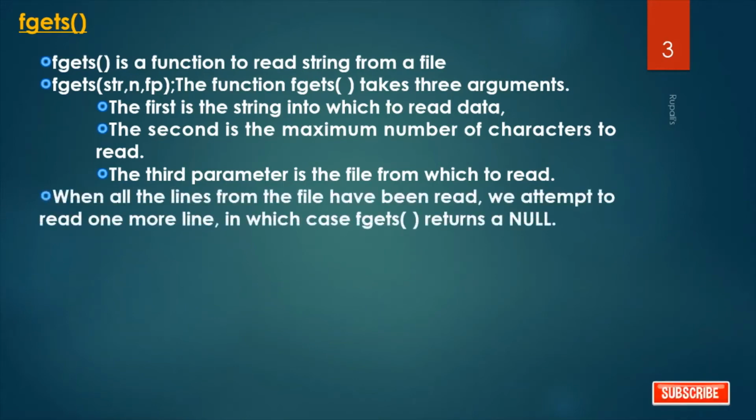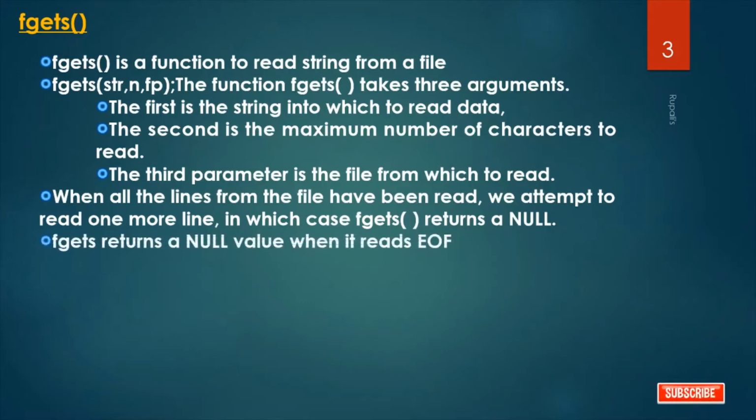When all the lines from the file have been read and we attempt to read one more line, fgets returns NULL. That means when it reads EOF, fgets returns a null value. EOF means end of file character. We already learned what EOF is in our previous video, so the link is given in the description. So fgets returns a null value when it reads end of file.